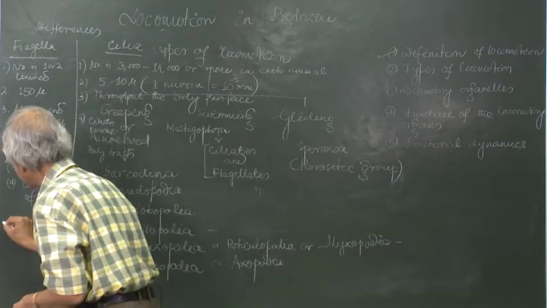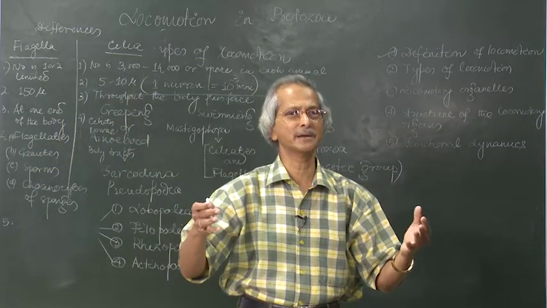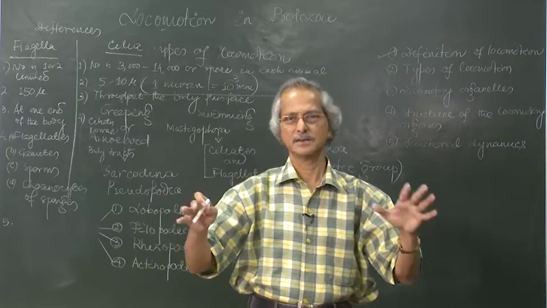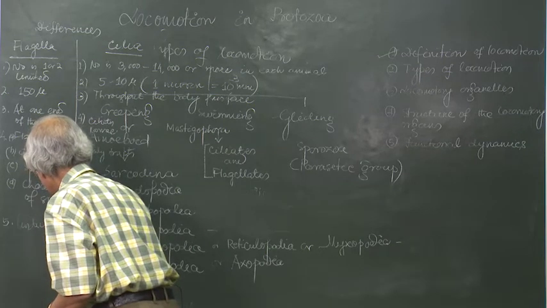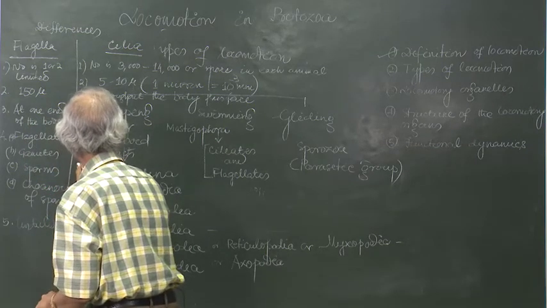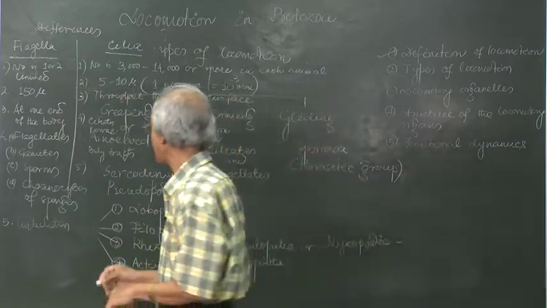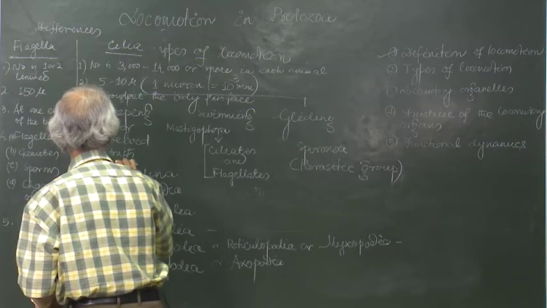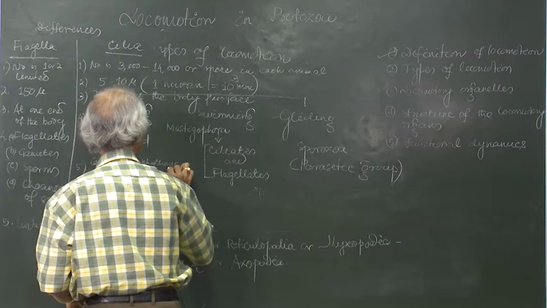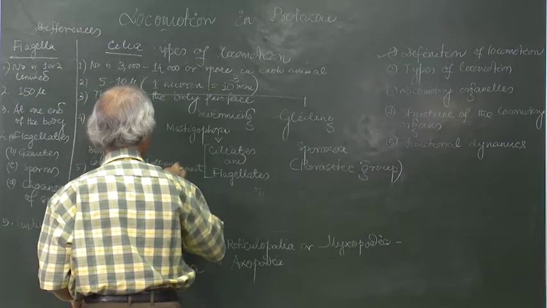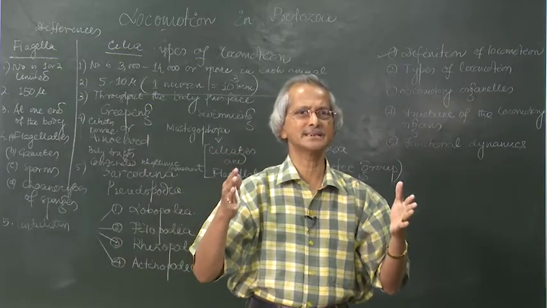Then the fifth point is, when you talk of flagellar movement and ciliary movement, the movement pattern is different. Flagella normally show undulation, whereas cilia exhibit a coordinated rhythmic movement. So, these are some major differences between flagella and cilia.